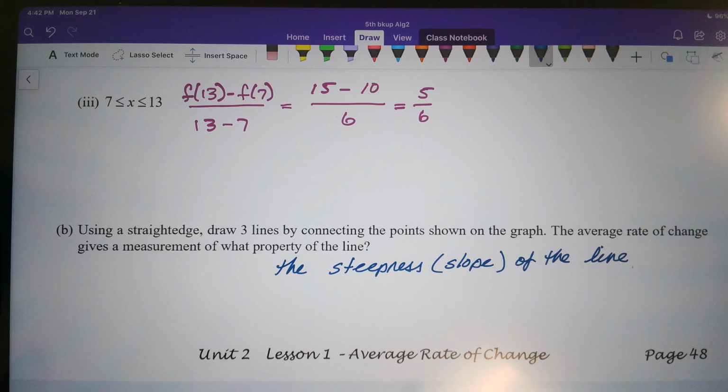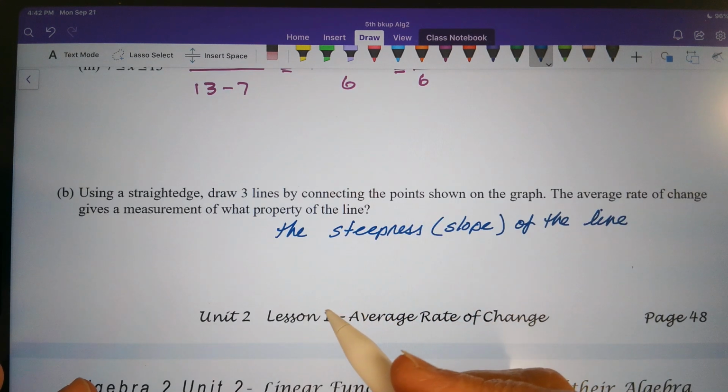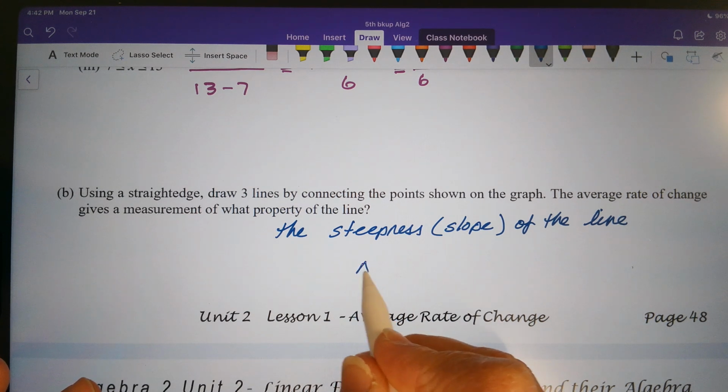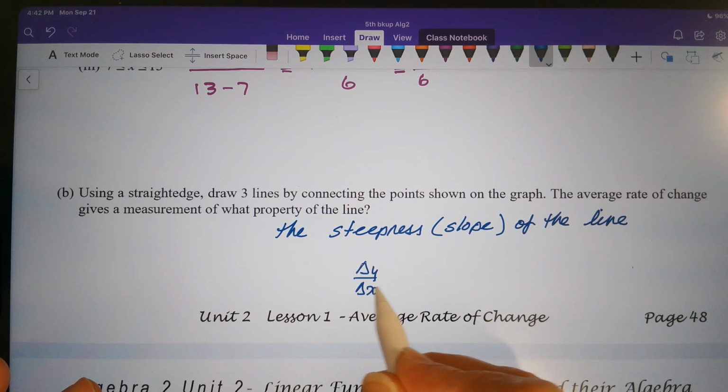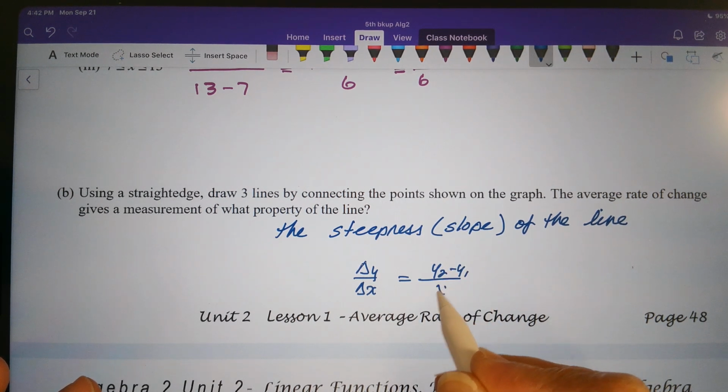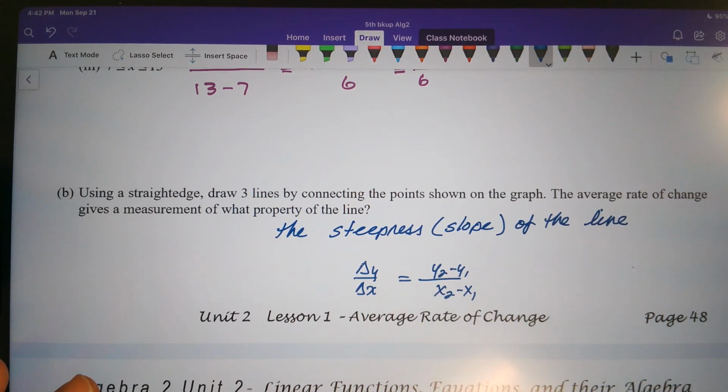And I bet you recall from geometry, in order to find slope, it's change in y over change in x. Remember this formula, y sub 2 minus y sub 1 over x sub 2 minus x sub 1.